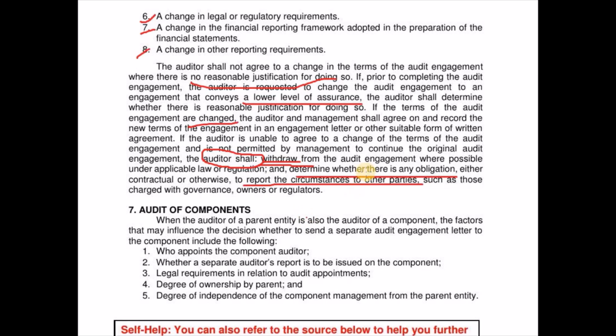Because the change in the terms of the engagement may really not be reasonable, so the auditor will really withdraw from the audit engagement. And if applicable, the auditor should report to certain parties involved, including those charged with governance, owners, or regulators.